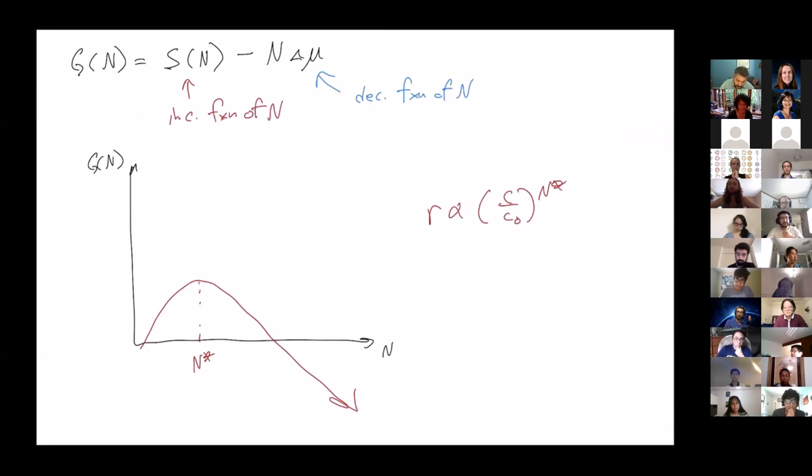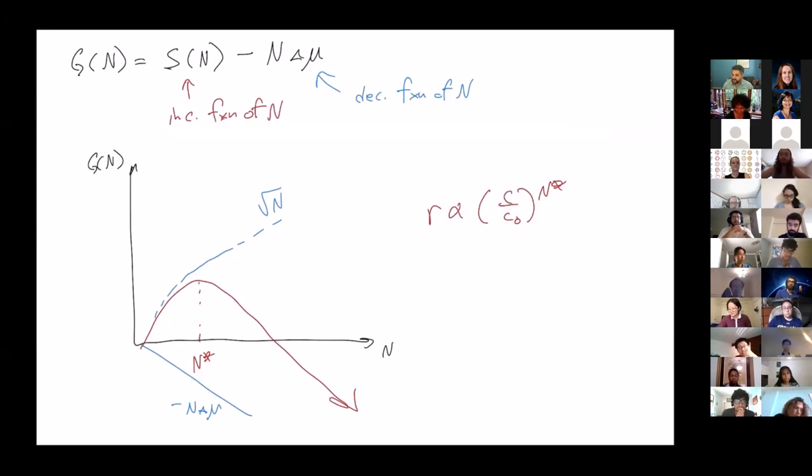Okay. So all I did is I said G is S of n minus n delta mu. And so if S of n is, for example, a square root function, it's something like that. And then I have to subtract from that this. And you just add those together. Good? Thank you. Okay, great.